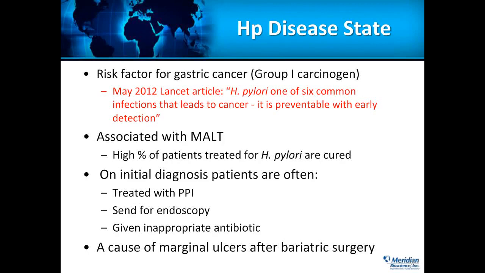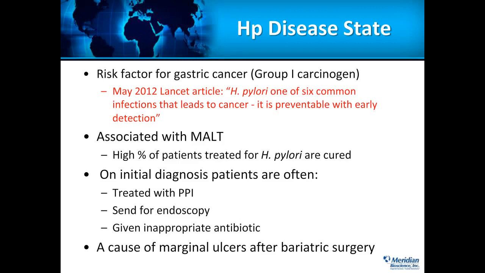H. pylori is a known risk factor for gastric cancer. The World Health Organization has classified it as a carcinogen. There was an article in the journal Lancet about 4 years ago which listed H. pylori as one of 6 common infections that lead to cancer, and hence it classified H. pylori as a modifiable risk factor for cancer.